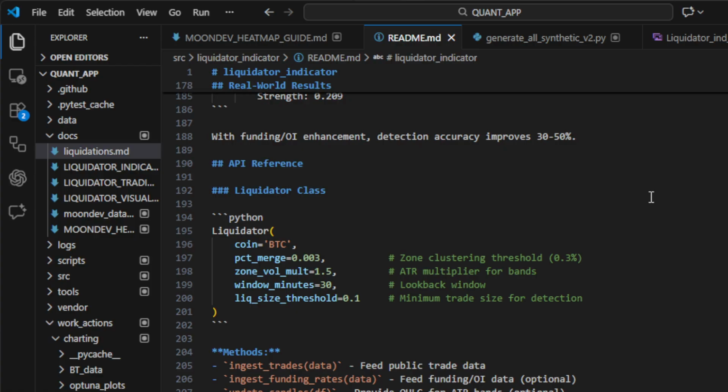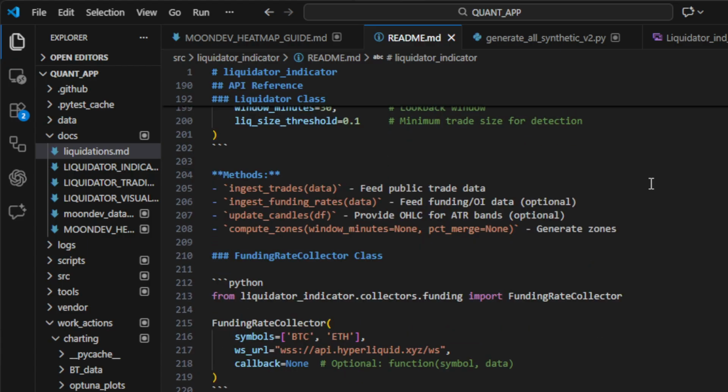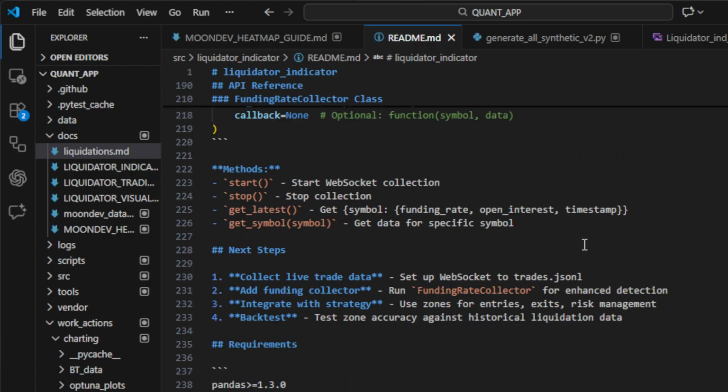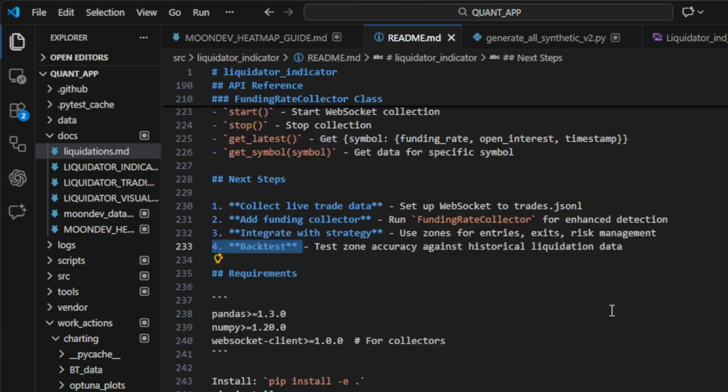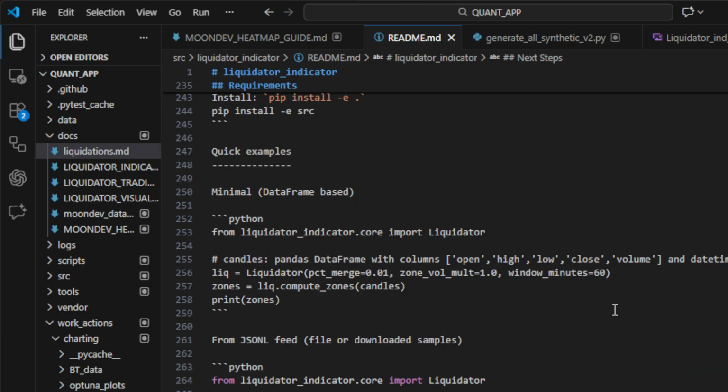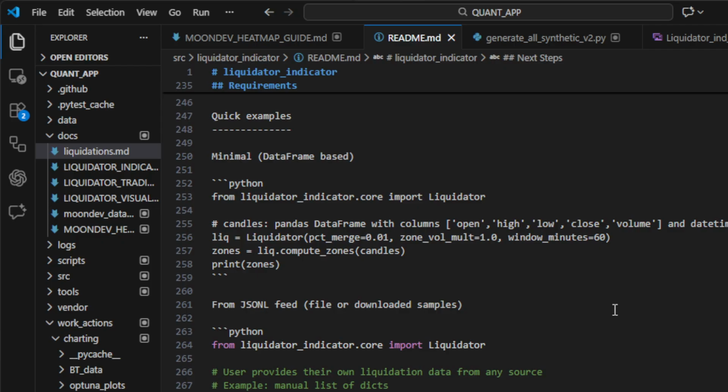So I added some more robustness to the system, so I could actually make it better, and now I want to see it perform. So next steps: collect live data, done; add funding collector, done; integrate with my strategy, done; and we're at this point. Now we are actually testing all the tests again with the indicator so we can see if this will perform as I hope.